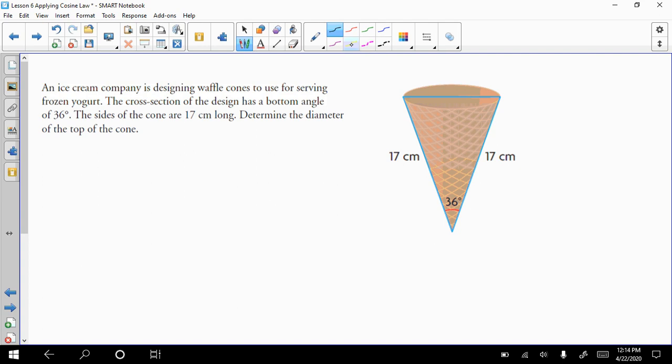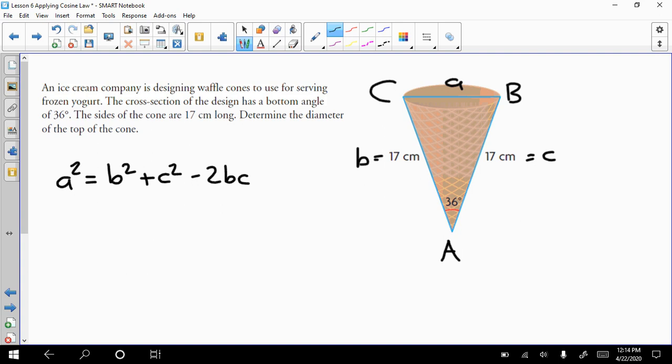I'm going to start by labeling my triangle. I'm going to call this one down here capital A, this one little a. I'll call this one little b, this one little c. That would make this angle up here capital B, and this angle here capital C. So we see that we need side A, and so I'm going to write my cosine law like this: a squared is equal to b squared plus c squared minus 2bc cos of angle A.